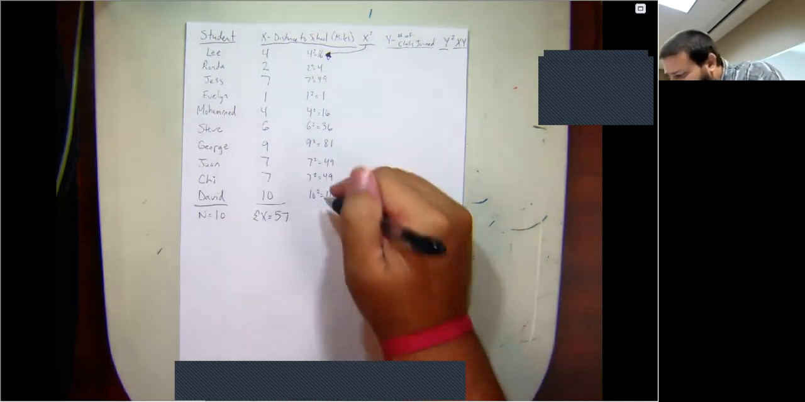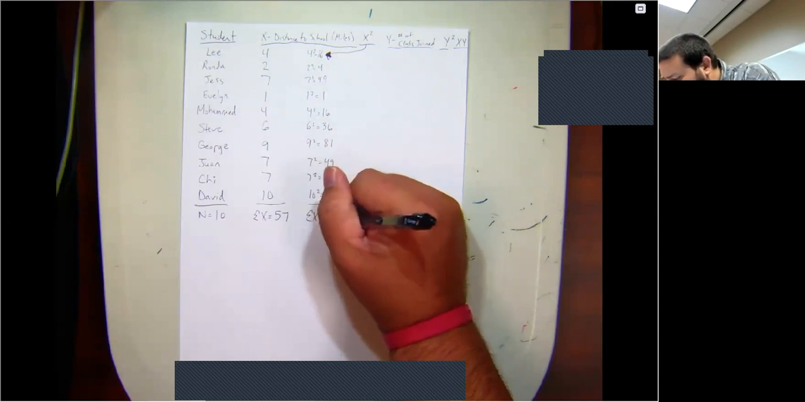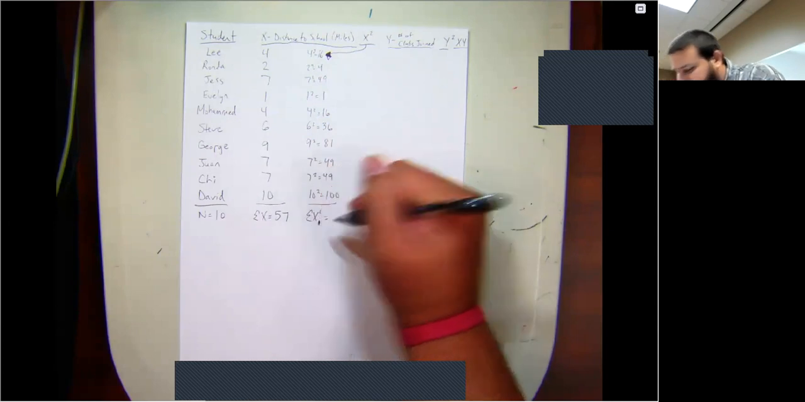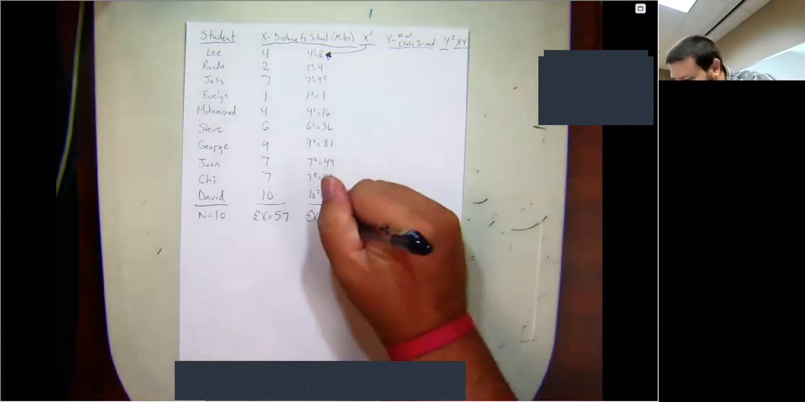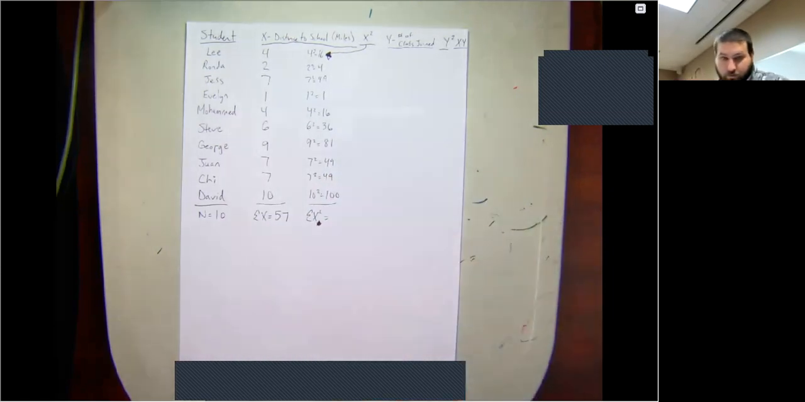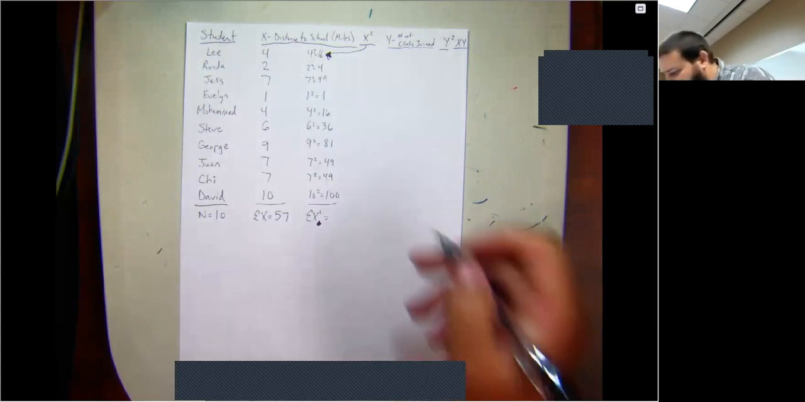And if we sum them up, we get the sum of the X's squared. Sum of X squared is 16 plus 4 plus 49 plus 1 plus 16 plus 36 plus 81 plus 49 plus 49 plus 100, which is 401.